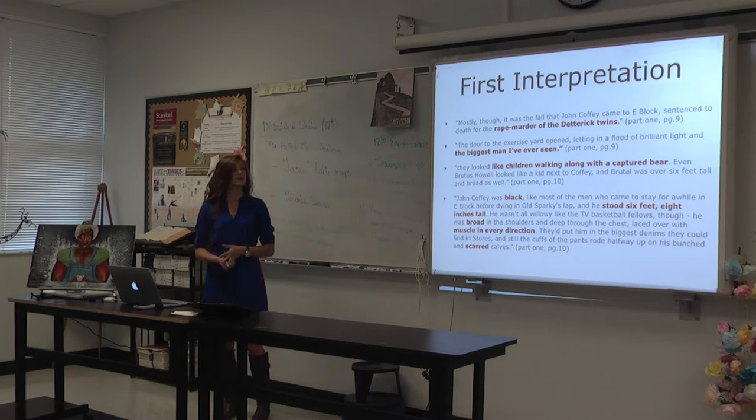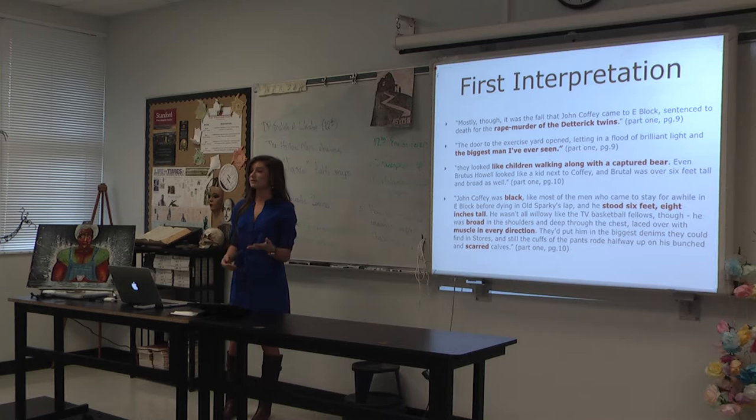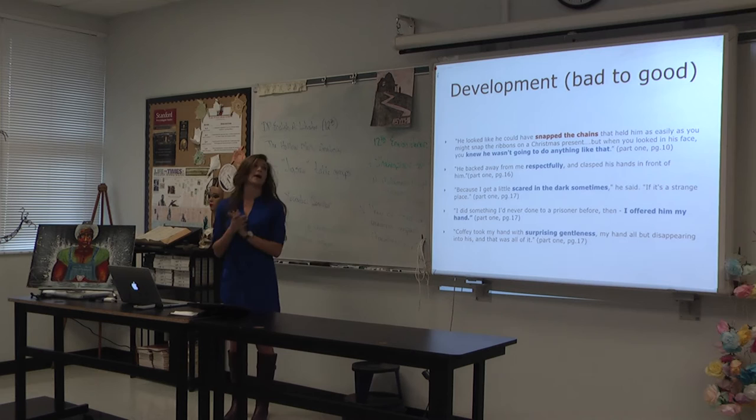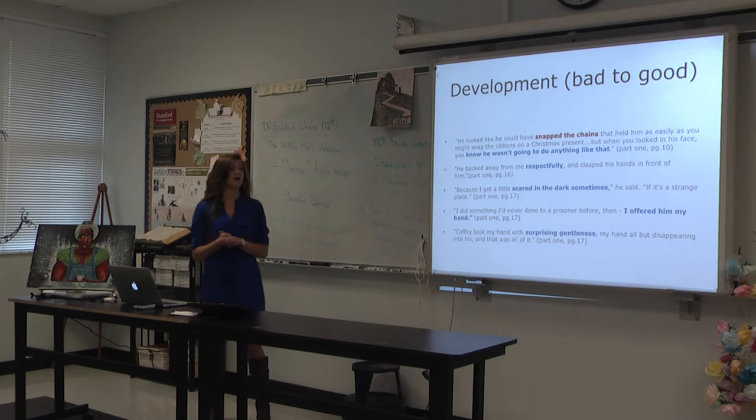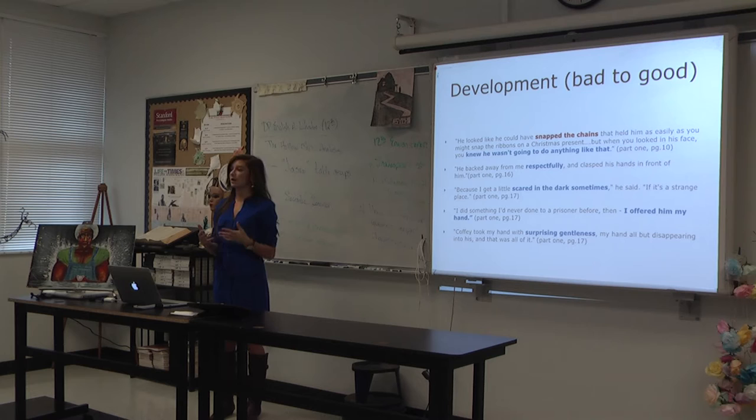Paul's perspective, giving hints to the readers, and through Don Coffey's childlike features. And so one of the first hints that Paul gives to his readers is, he says, "He looks like he could have snapped the chains that held him as easily as you might snap the ribbons on a Christmas present. But when you looked in his face, you knew he wasn't going to do anything like that." So this just shows that Paul sees something that's good in John Coffey, and this is how he's going to express to the readers the development in John Coffey's character.